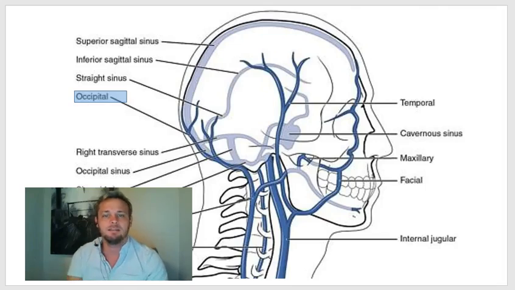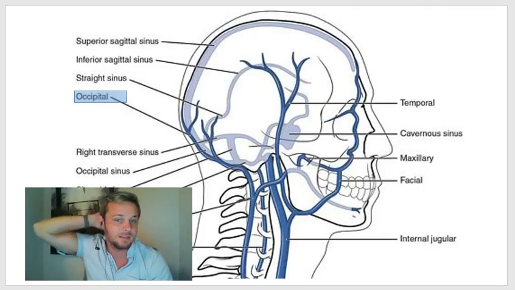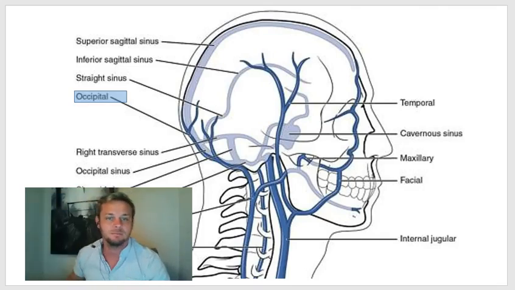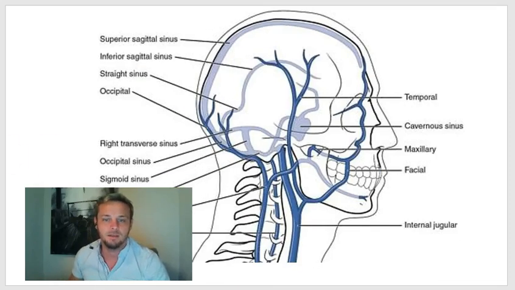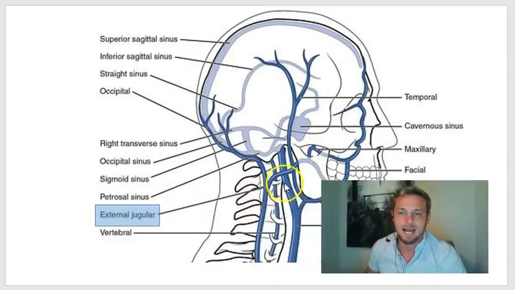Coming over and looking at the veins, again, the first one I want you to know is that one on the back of the head. This is the occipital vein. And then coming down over here, behind the vertebral vein, you have your external jugular vein, which feeds into that occipital vein. And here you can see the vertebral vein going through those vertebral foramen or foramina.